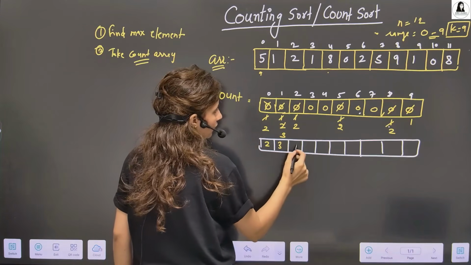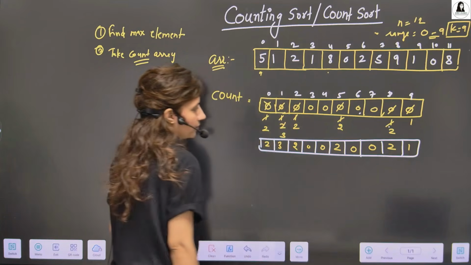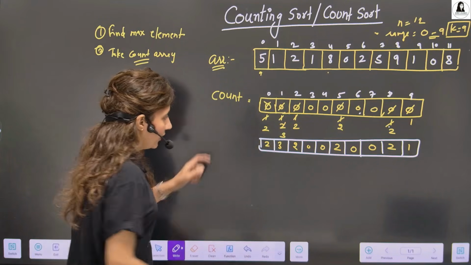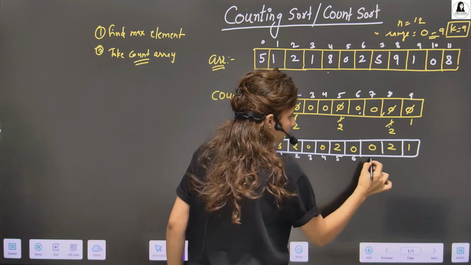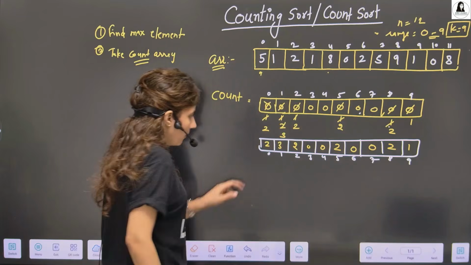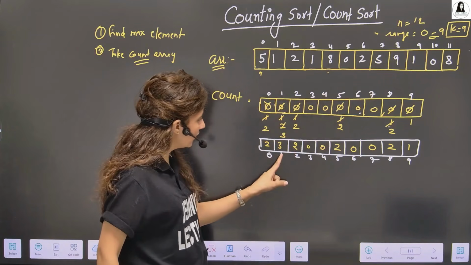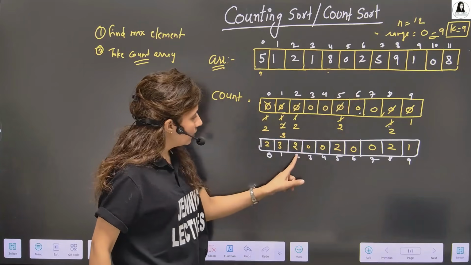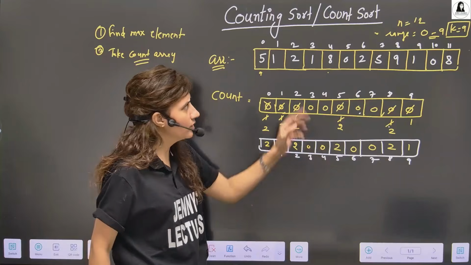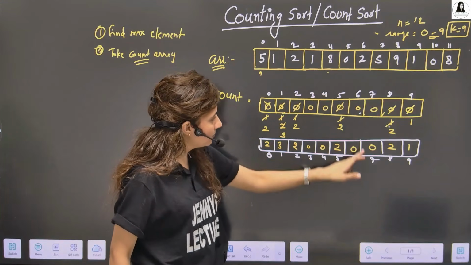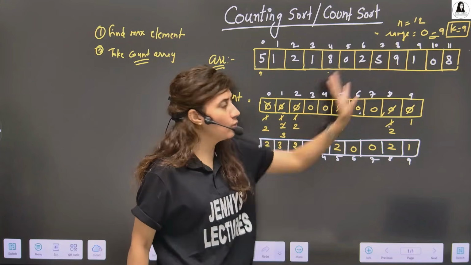Here we have 2, 3, 2, 0, 0, 2, 0, 0, 2, 1. The indexes are 0, 1, 2, 3, 4, 5, 6, 7, 8, 9. So how many times is 0 present in the original array? 2 times. How many times is 1 present? 3 times. 2 is present 2 times. How many times is 3 present? There is no 3. How many times 4? There is no 4. 5, 2 times. 6, no 6. 7, no 7. 8, 2 times. And 9 only 1 time.